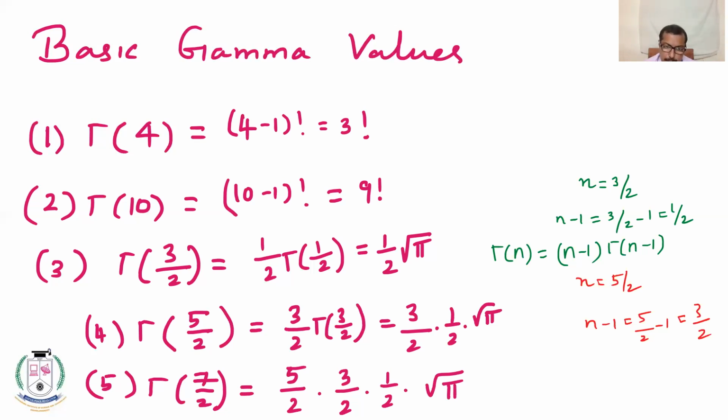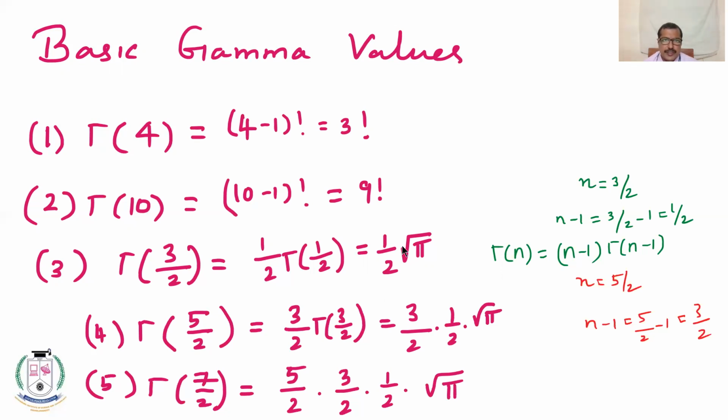This gives us the pattern of calculating gamma of a positive odd number divided by 2. Gamma values of positive odd number divided by 2 can be calculated using this logic. You start with 1 less, go up to 1 by 2, then multiply with root pi.